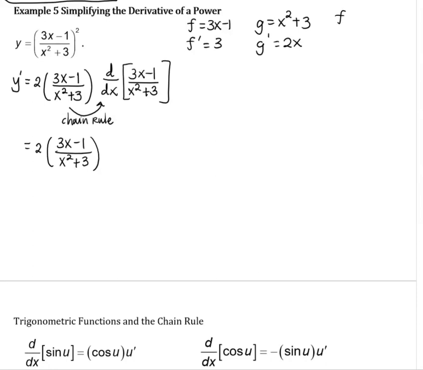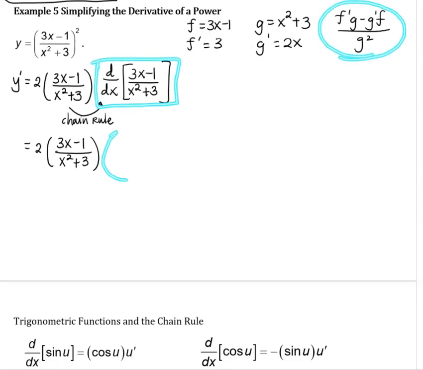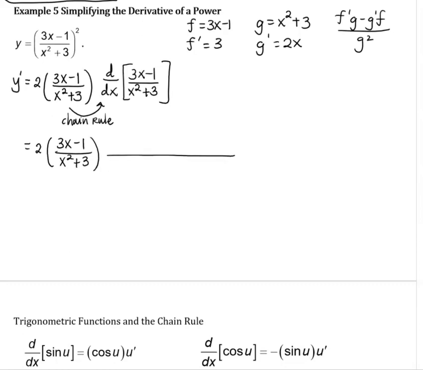The quotient rule tells us the derivative of a quotient is f prime g minus g prime f all over g squared. So we are going to calculate this derivative by filling out f prime g minus g prime f all over g squared. So f prime multiplied by g. From that, we will subtract g prime multiplied by f. And in the denominator, we will have g squared.